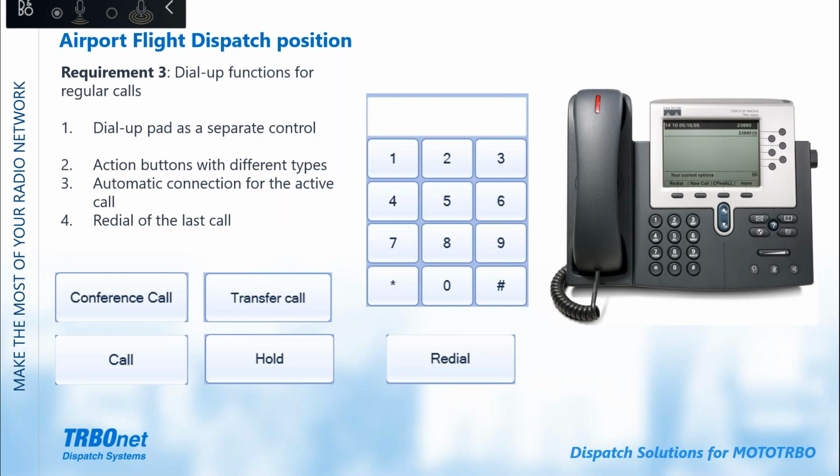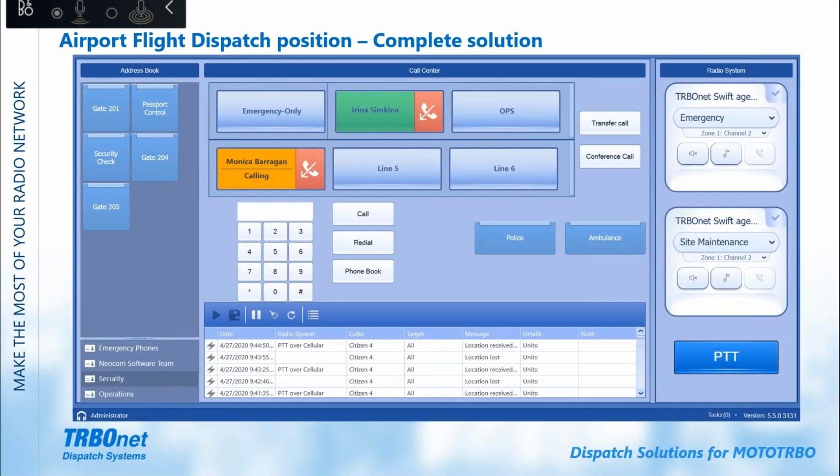So by making all that implementation of the interface, finally, we can create a flexible, configurable interface for the dispatcher with all parts of the phone, but put in the specific places where dispatchers are used to having them with the old system, or just how they want to see it.